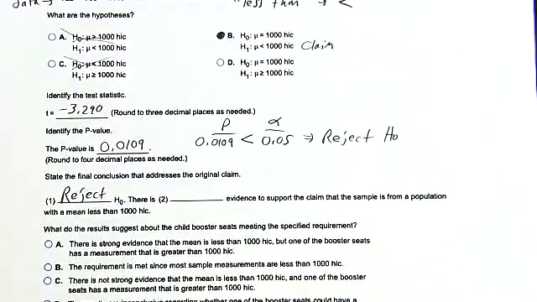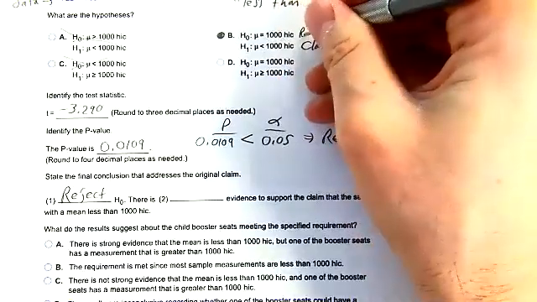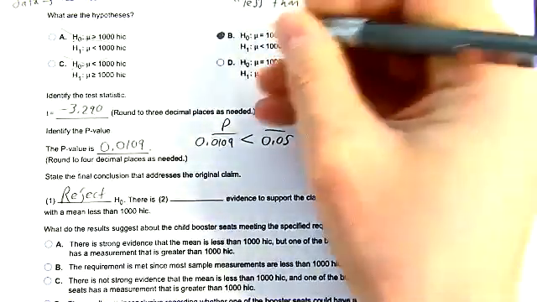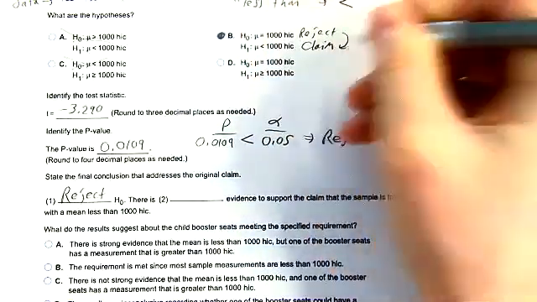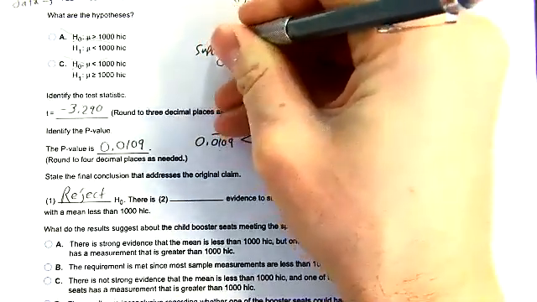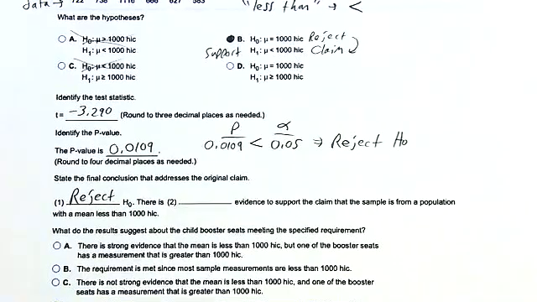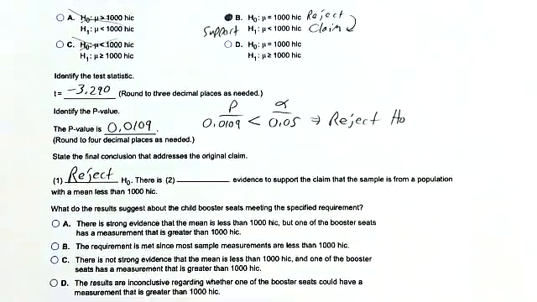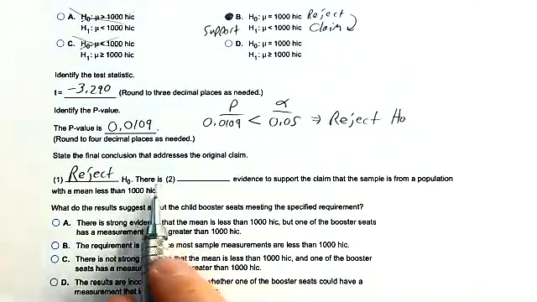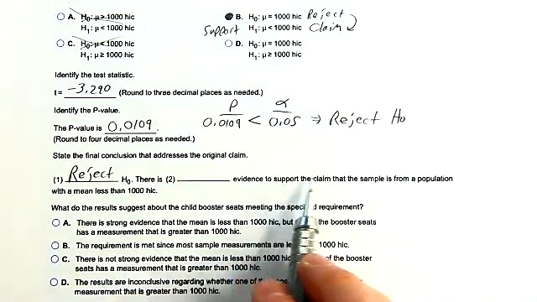If we reject the null, so we're rejecting this one, that means we're jumping down to this one. So we are going to support their claim. So if we reject H0, that means we have to be supporting their claim. So there is sufficient evidence to support the claim.